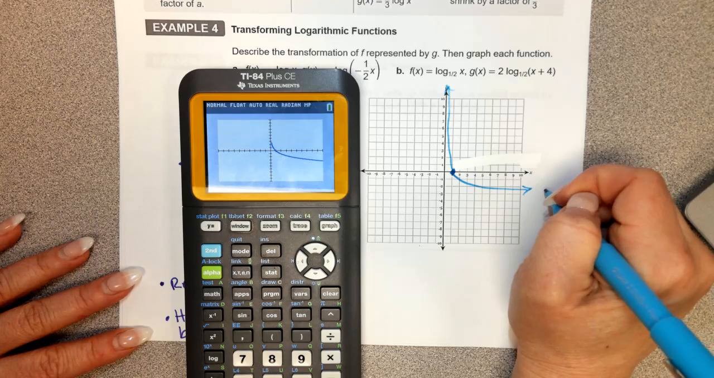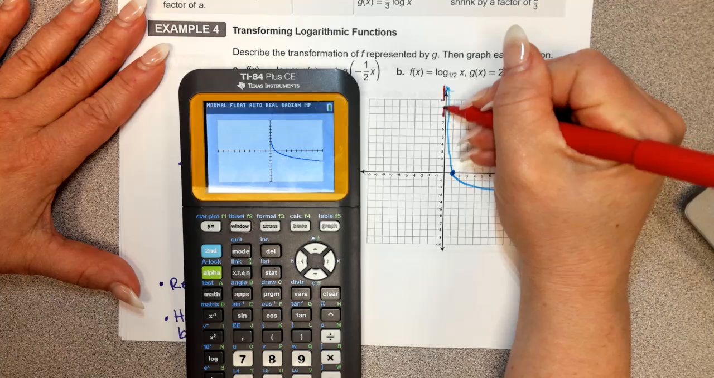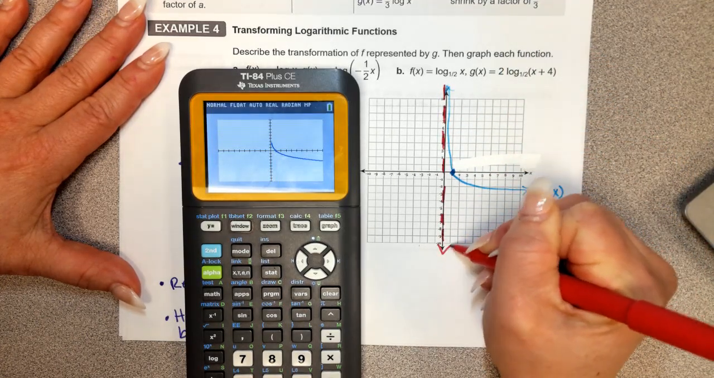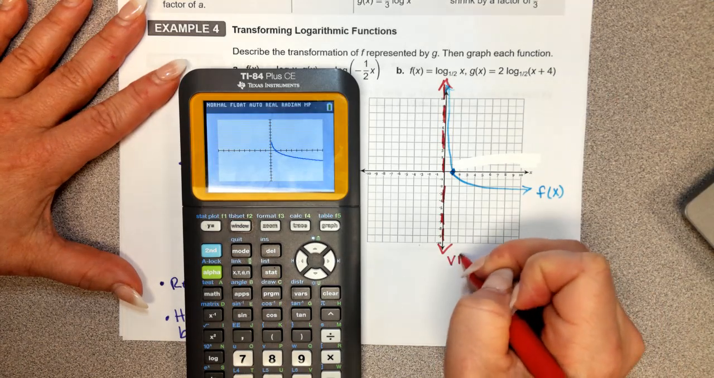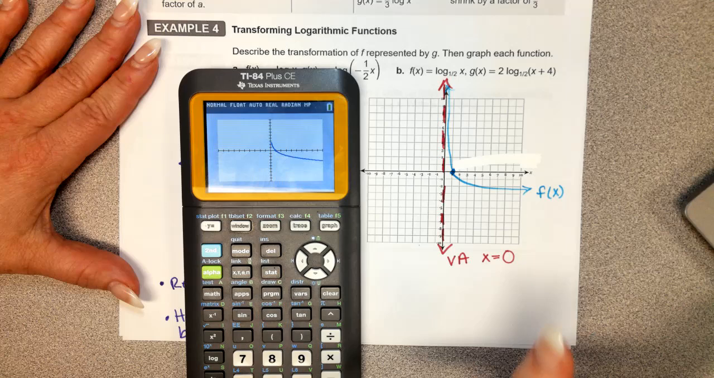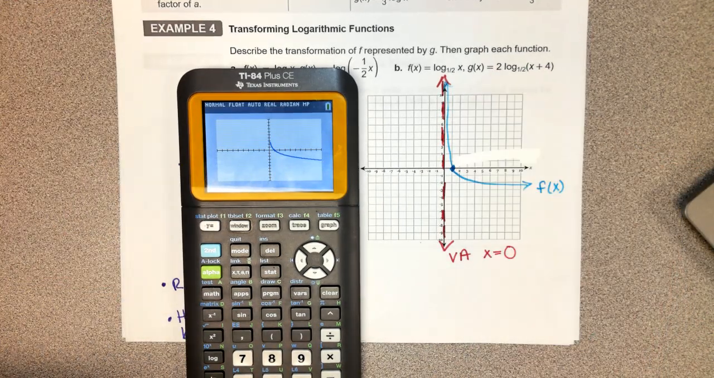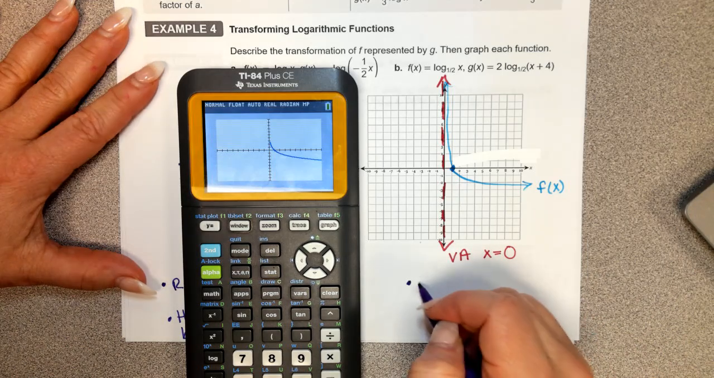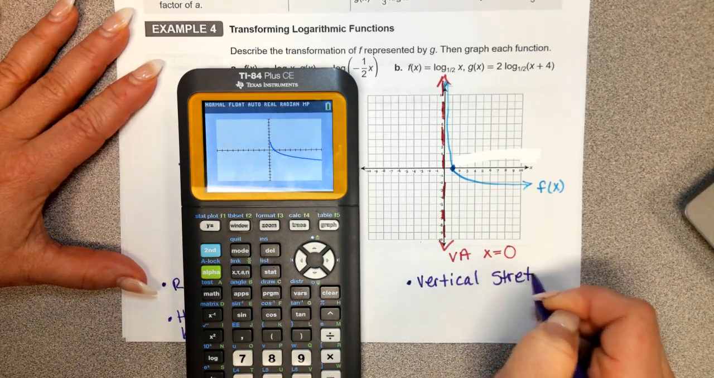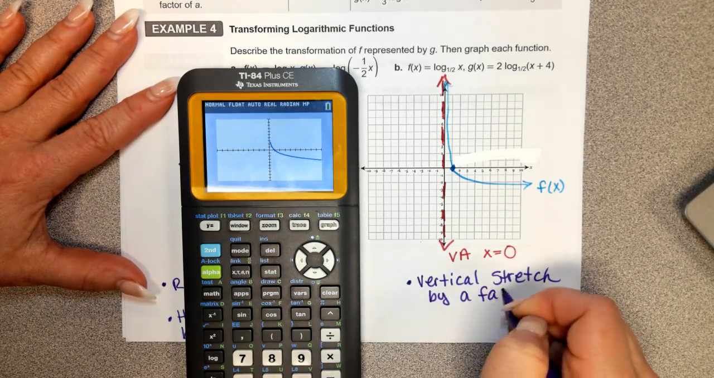So this is my f of x. Notice once again that the asymptote is on the y-axis. And since it's on the y-axis, we would say that there was a vertical asymptote at x equals 0. Then we're going to do some transformations. Well, the first transformation I see is a 2 in the front. So that's going to be a vertical stretch by a factor of 2.